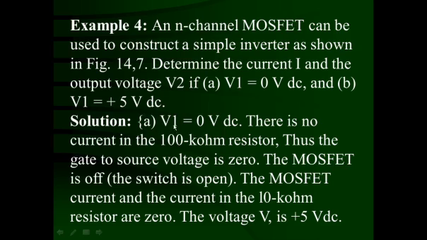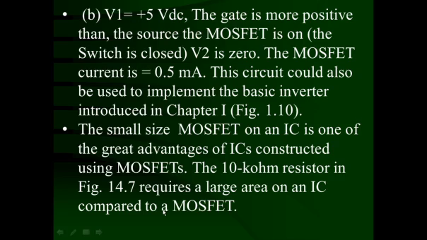Solution. If V1 is equal to 0 volt DC, there is no current in the 100 kilo ohm resistance. Thus, the gate to source voltage is 0, the MOSFET is off, the switch is open, and the MOSFET current and the current in the 10 kilo ohm resistance are going to be 0. The voltage V2 is equal to 5 volt.